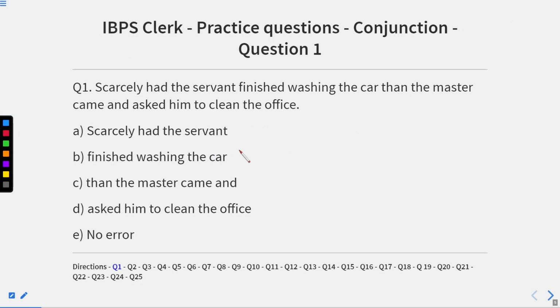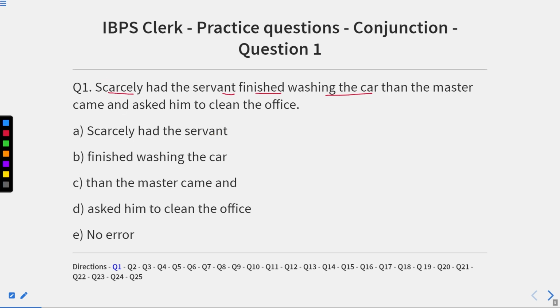So here we have the first question. Scarcely had the servant finished washing the car than the master came and asked him to clean the office. Now, as you can see, this is a sentence and some parts have been made, like the A part, then the B part, C part, and then the D part. Now what we have to do is look for the particular part among A, B, C and D that contains the error.